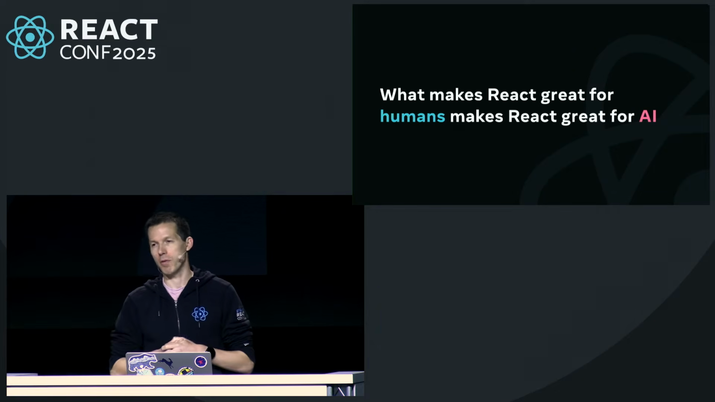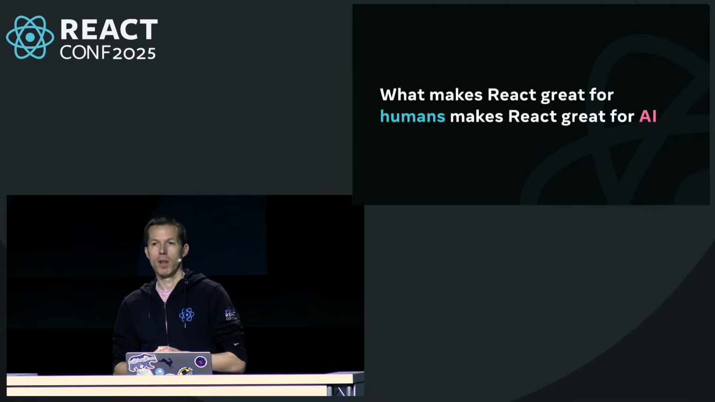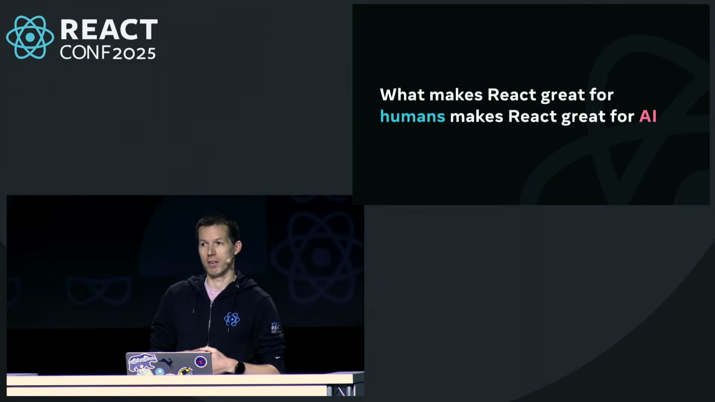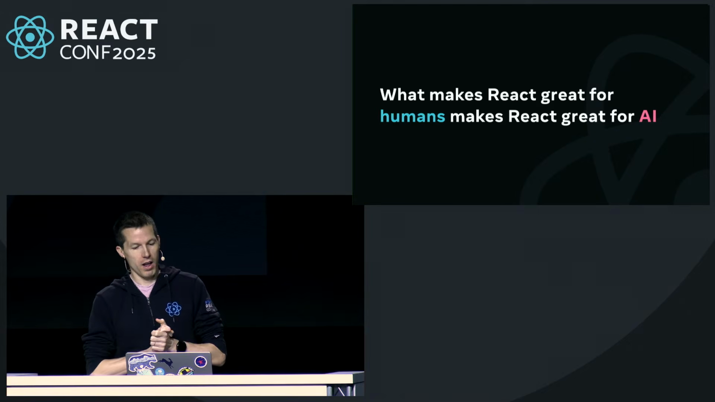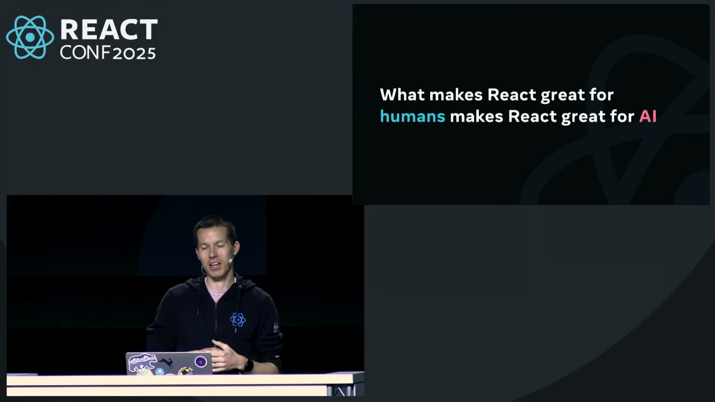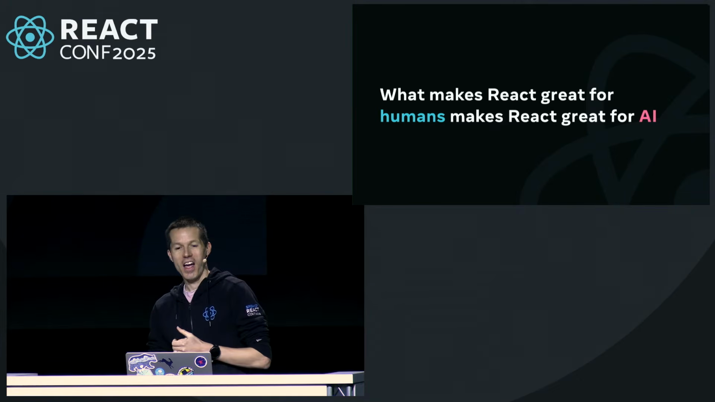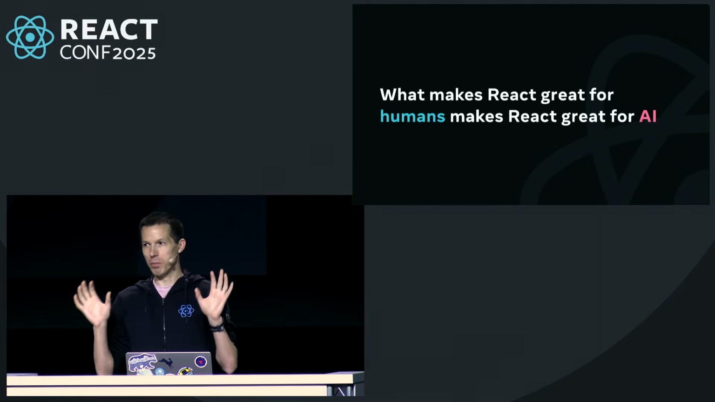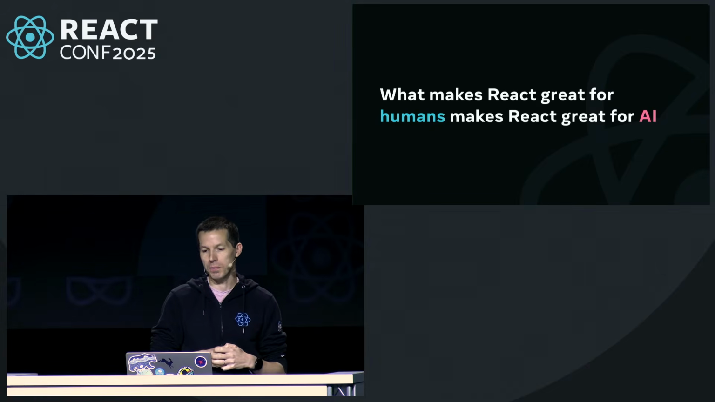One early takeaway from experimenting with LLMs and agents is that what makes React great for humans also makes it great for AI, because it turns out our context window is not that long either. Thank you for those of you who laughed. I appreciate it. Yes. React's declarative composable approach helps us reason locally, and this appears to work for AI as well.